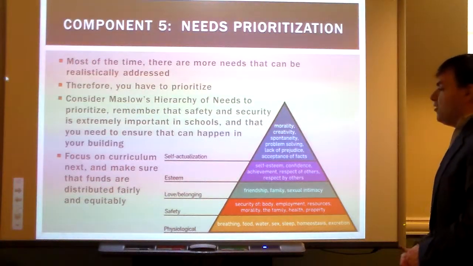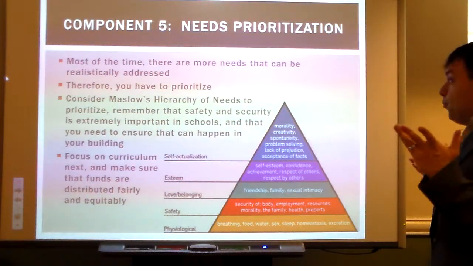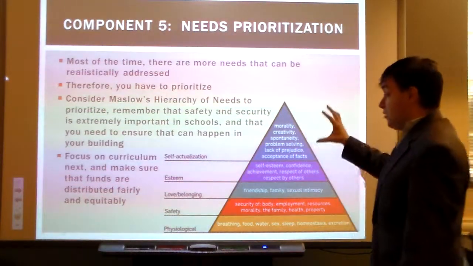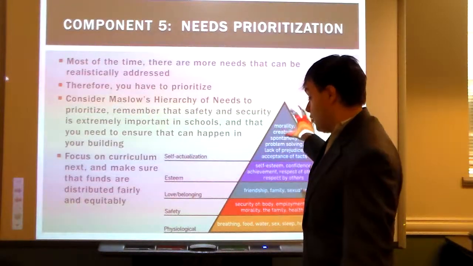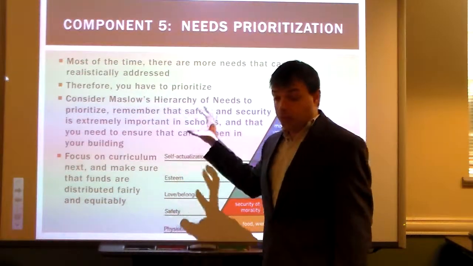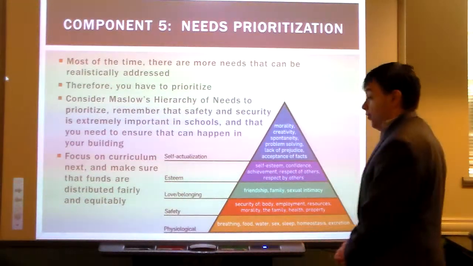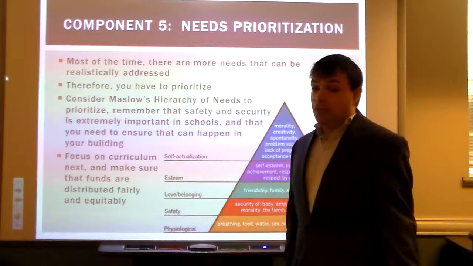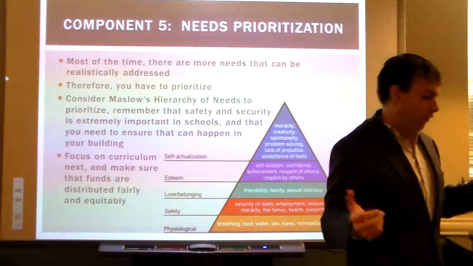So, needs prioritization. Most of the time there's going to be more needs than you can meet, so you have to prioritize. We've mentioned Maslow's hierarchy of needs a few times in here. Make sure that safety and security comes first. And as long as that can happen in your building, you're good. That's where you spend your money. Then focus on curriculum and make sure the funds are distributed fairly and equitably. And as I keep saying, and I sound like a broken record, English and reading curriculum comes first.